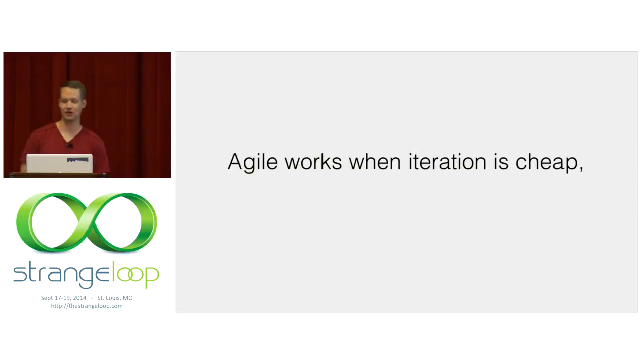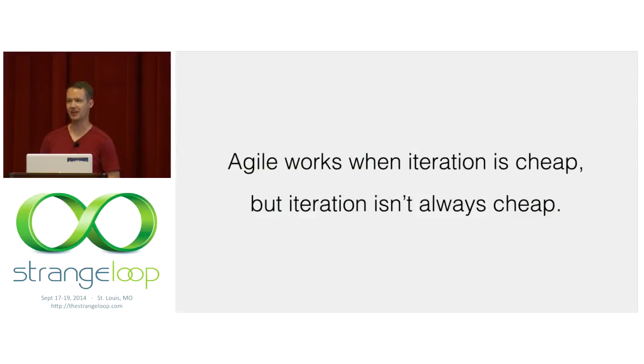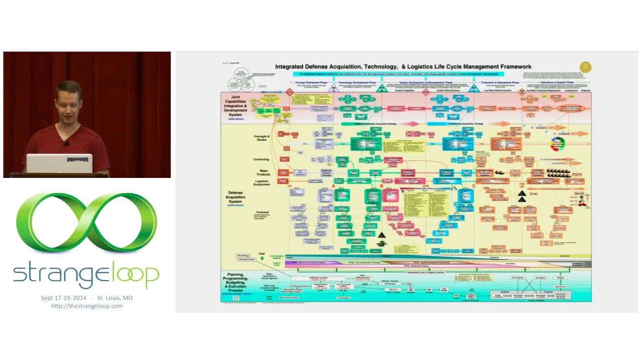It's a good way to build software when iteration is cheap, and I can quickly iterate and improve these systems. But our challenge is that iteration isn't always cheap. And I'll take a look at this. So this is an actual, I didn't make this up, and there's no way you can read it, but I have to read it myself, the Integrated Defense Acquisition, Technology, and Logistics Lifecycle Management Framework. Yeah, this is real. Can you imagine being given this and asked to implement it?